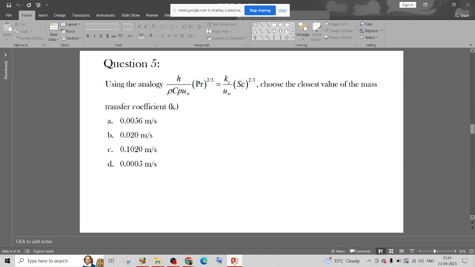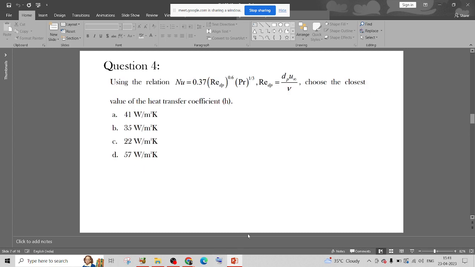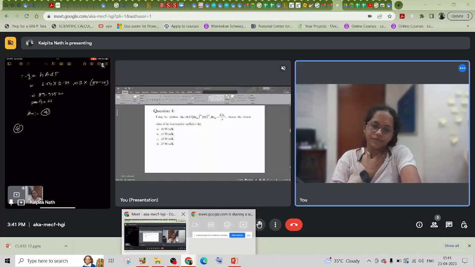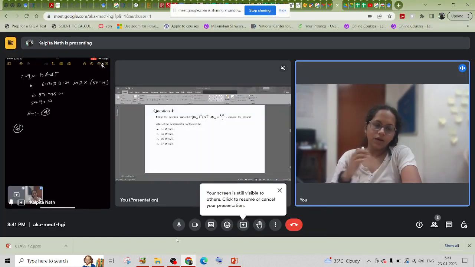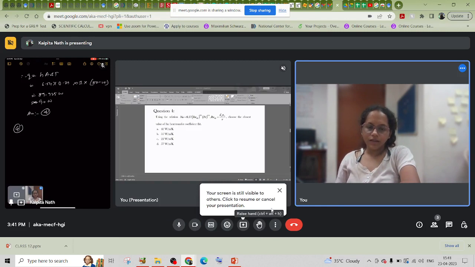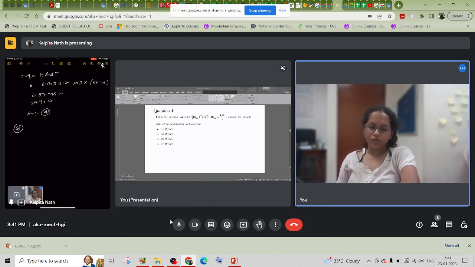So, the analogy is already given. Choose the closest value of mass transfer coefficient Kc. Sorry, not first, question number 4. Using this Nusselt number relation and Reynolds number relation, which is also given, choose the closest value of heat transfer coefficient first. So let us solve this question. We'll take 5 minutes to solve this question and then we'll carry on with the solution itself.